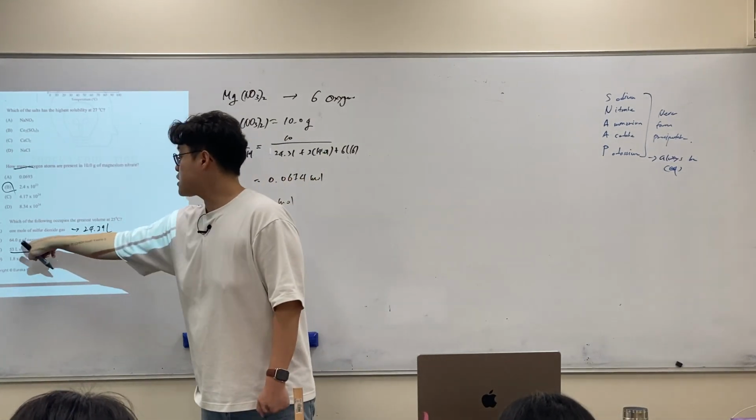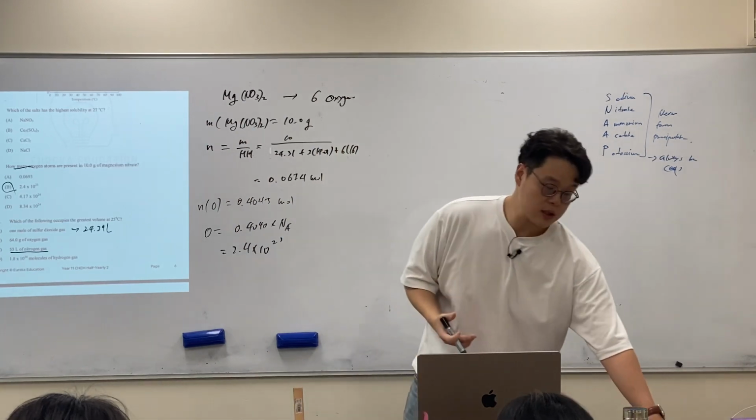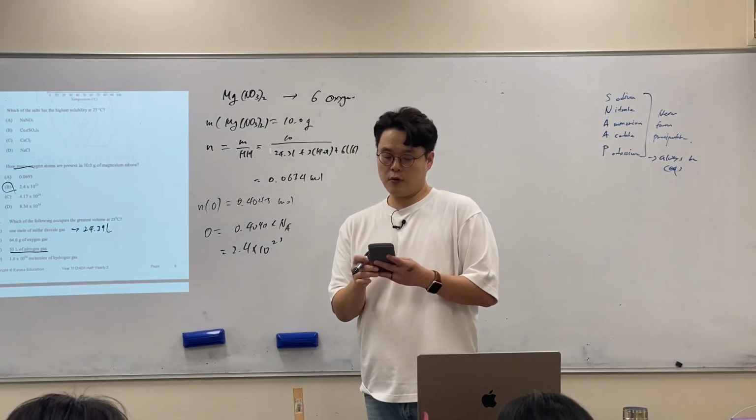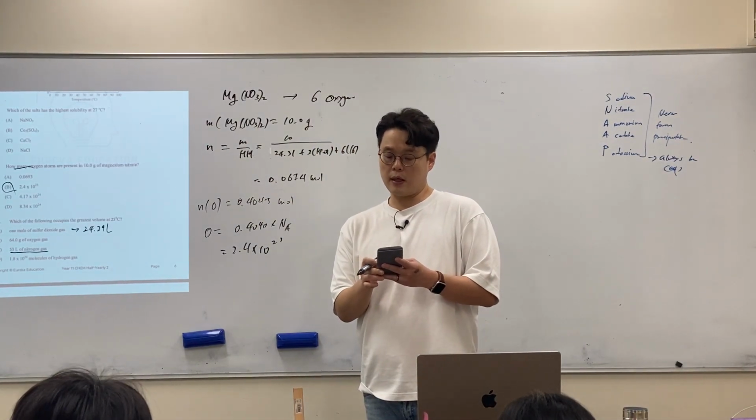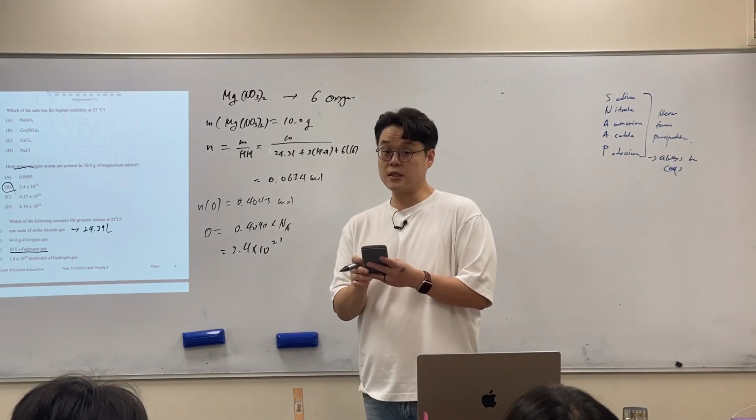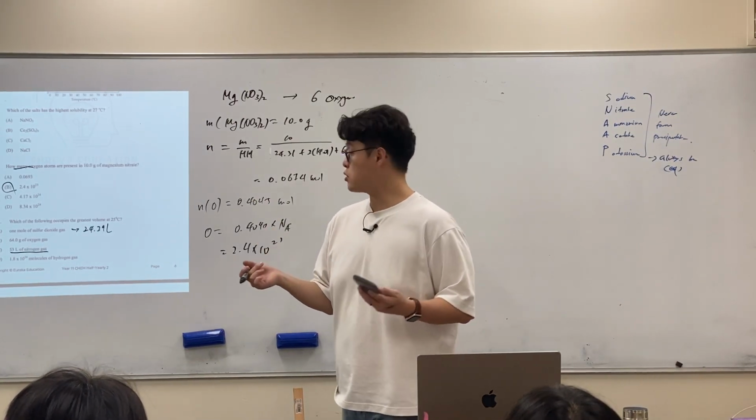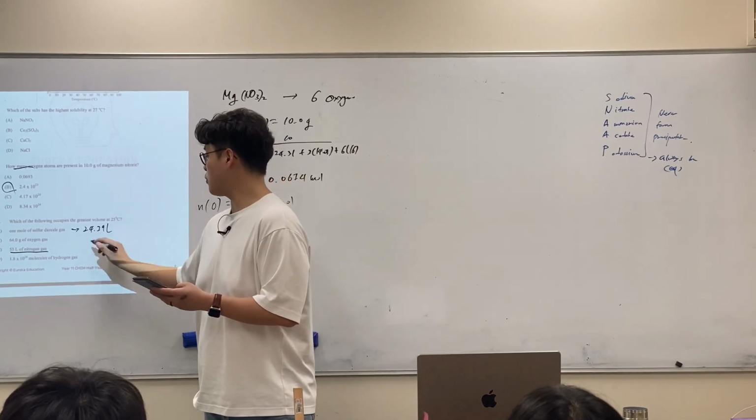Having 64 grams of oxygen gas, you can simply find the number of moles. 64 grams divided by 32 for oxygen gas, so you get 2 moles. That gives you 2 times 24.79, roughly about 50.